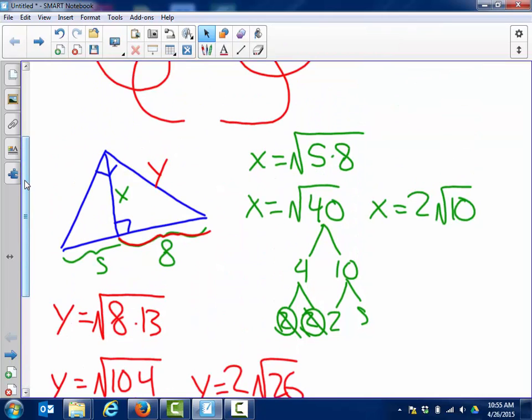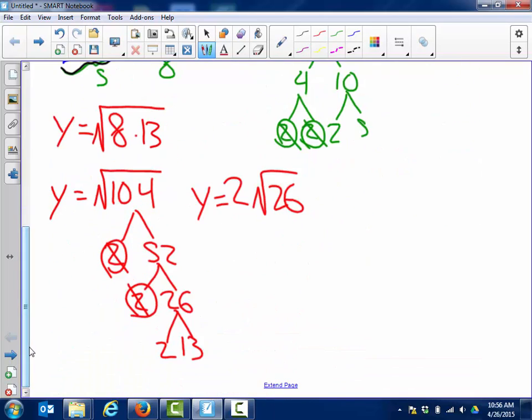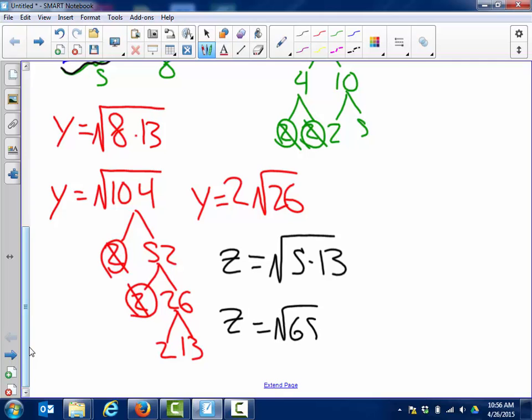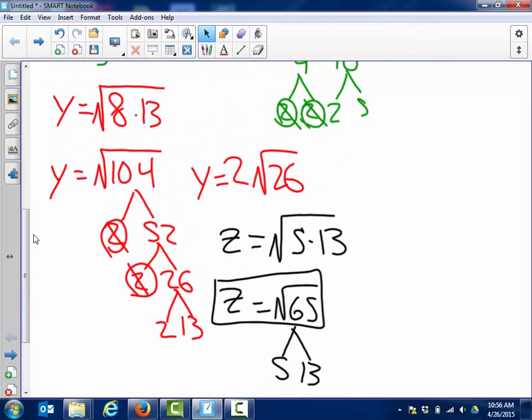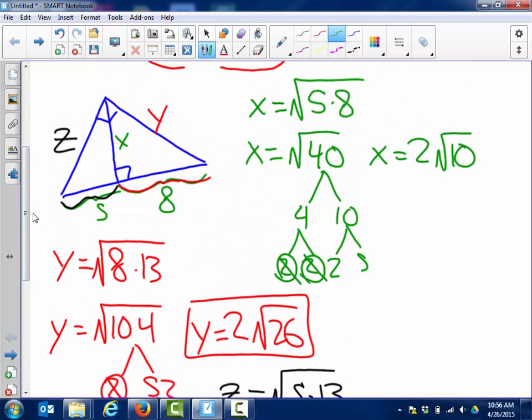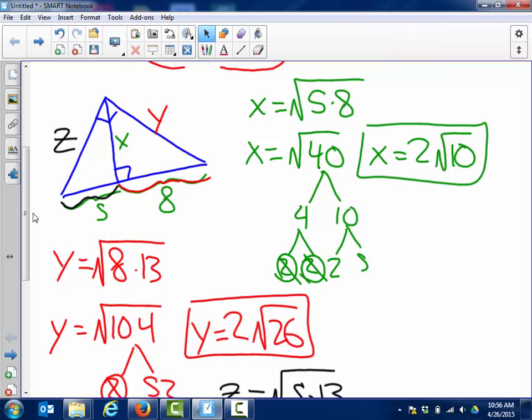So the same can actually be said for z over here. On the other side, the other leg, z is the geometric mean of this 5 and the whole hypotenuse. z is equal to the square root of 5 times 13, which is radical 65. Break that down as follows, 5 and 13, nothing comes outside the radical, and there you go. z equals radical 65, you've got y equals 2 radical 26, and in green, x equals 2 radical 10.